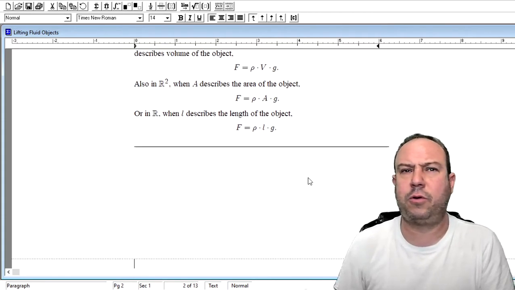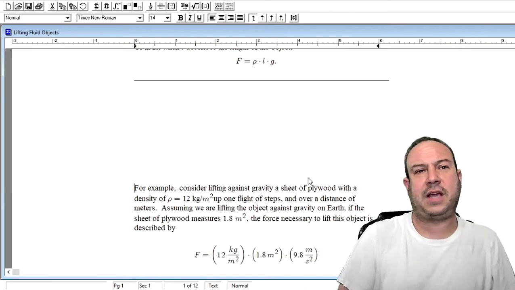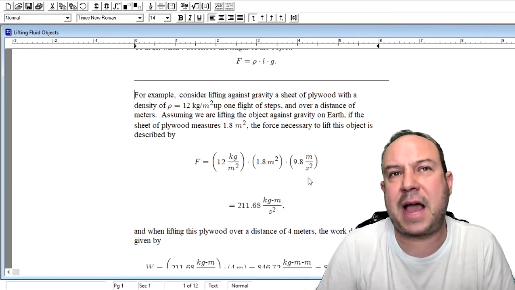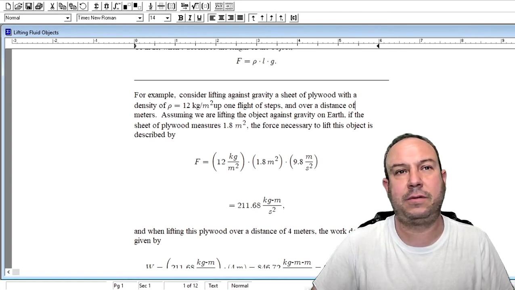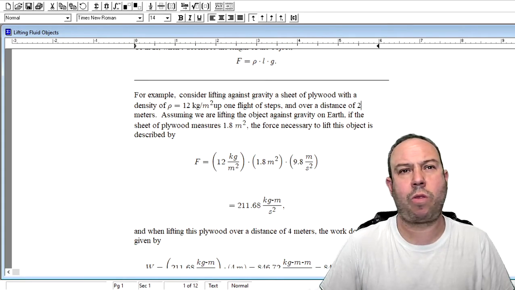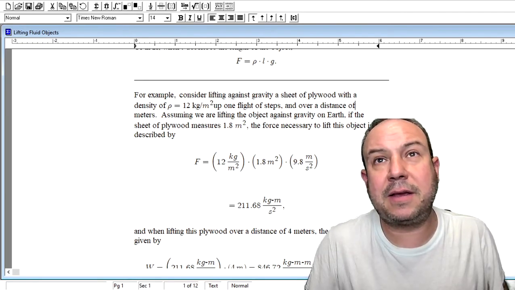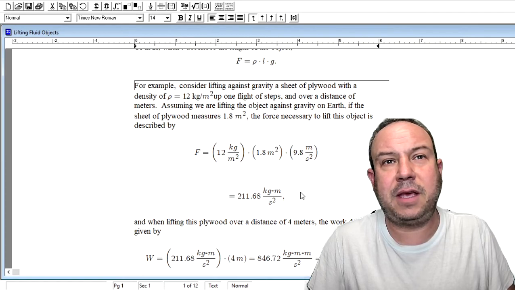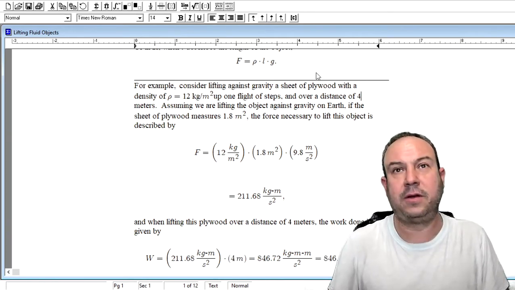I do work through an example of this. For example, consider lifting against gravity a sheet of plywood with a density of 4 kilograms per meter squared up one flight of steps, over a distance of, I erased the distance there, it is 4 meters. I thought it was 4 when I wrote the problem.